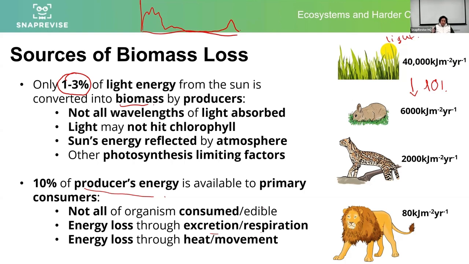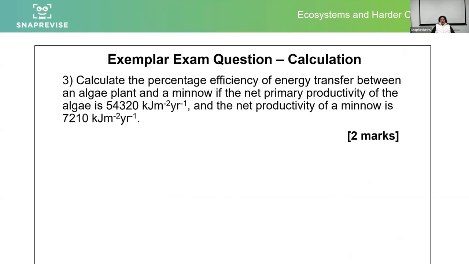Also, animals and consumers use a lot of energy in movement and heat. Remember endotherms, regulating their body temperature. Let's have a look at an example here. Calculate the percentage efficiency of energy transfer between an algae plant and a minnow, if the net primary productivity of the algae is 54,320 and the net productivity of a minnow is 7,210.